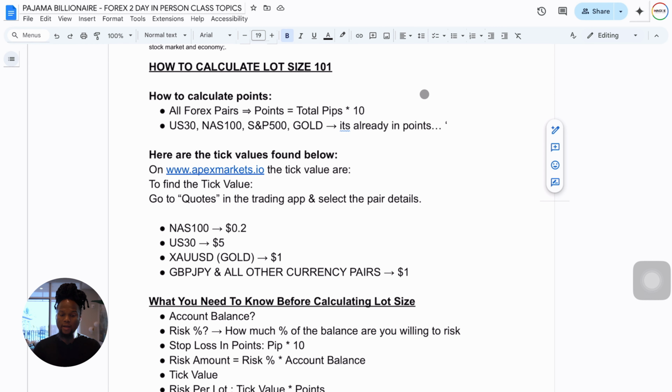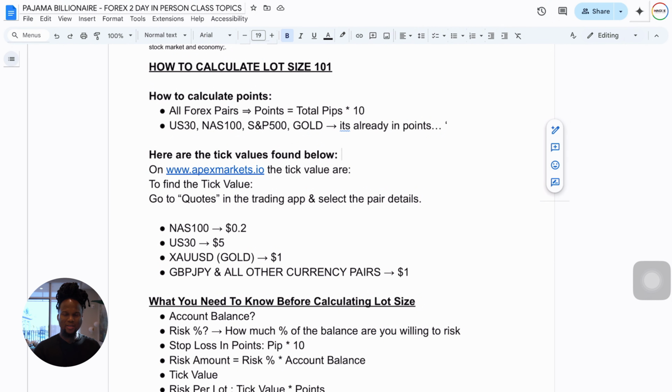So, how to calculate points. The thing about it is currency pairs are already in pips. So you want to convert it to points to get it into a format that is easy to manage and get the lot size calculation, right? I'm going to teach you how to do this raw. You can build your own Excel sheets if you want, but we also provide Excel sheets. So all currency pairs, all forex pairs are in points.